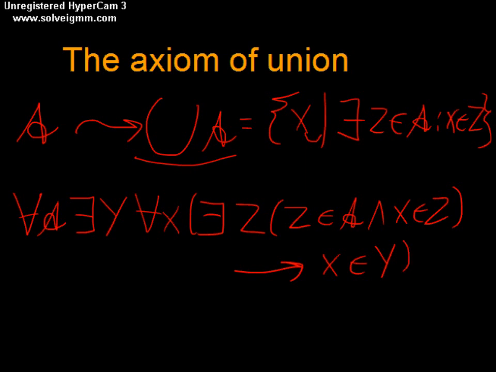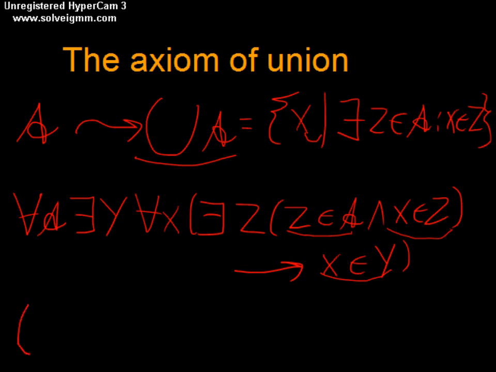So, if there exists a Z in A so that X is an element of Z, then X is an element of Y. So Y contains the union of all elements of A, but it is not equal to the union of all elements of A. To make it equal to the union, to actually make the union which contains exactly the elements we want, we need the separation axiom.